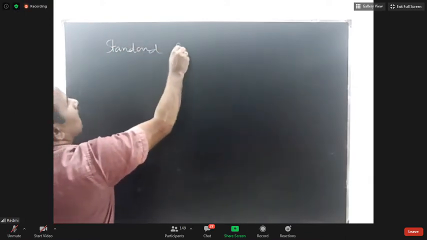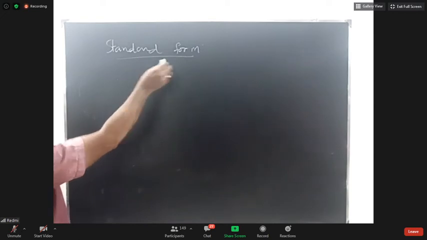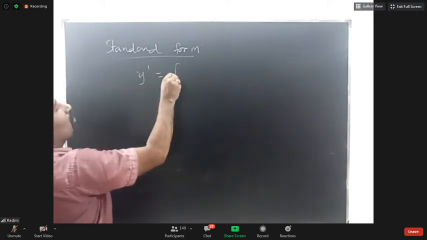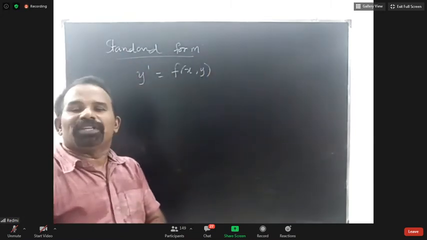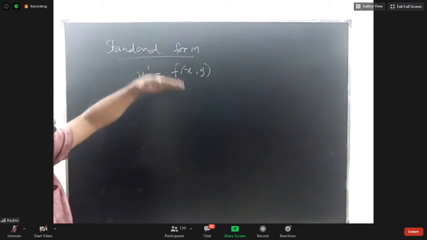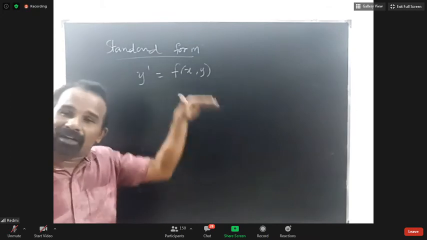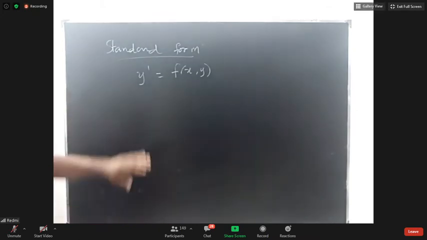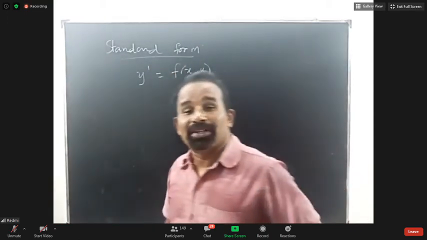Then, standard form. The standard form of first order differential equations is y dash is equal to f of x comma y. All first order differential equations will be of this form. This is called standard form. Then we will discuss one by one whether it is variable separable, linear, homogeneous or something like that. This is the standard form of first order differential equations.